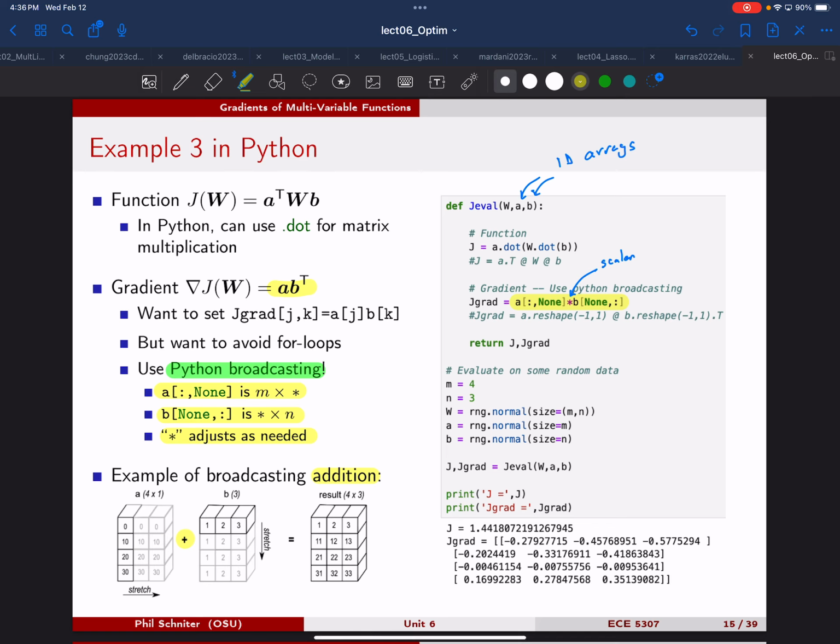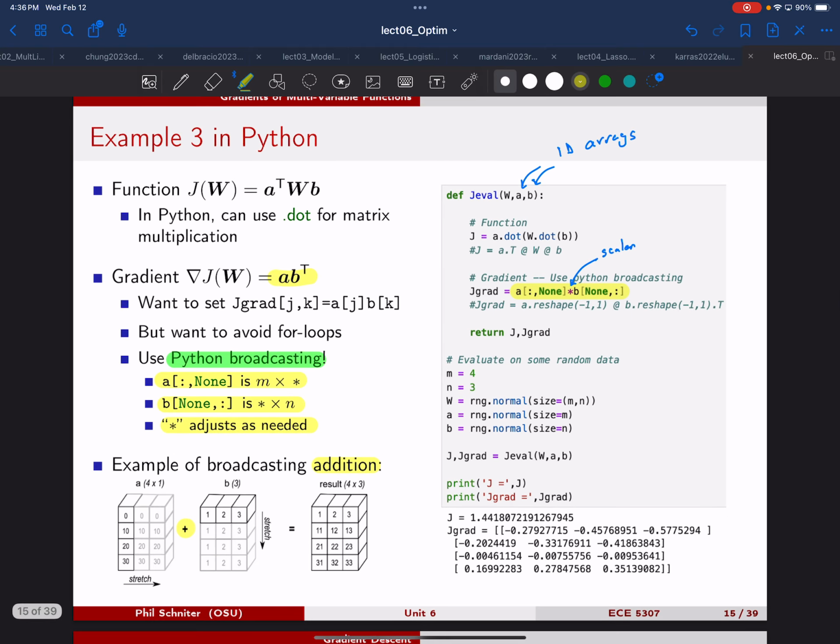Yeah, so NumPy broadcasting again, you can read about it. You'll get some practice in the lab for Unit 6. Okay, any questions on this NumPy implementation?